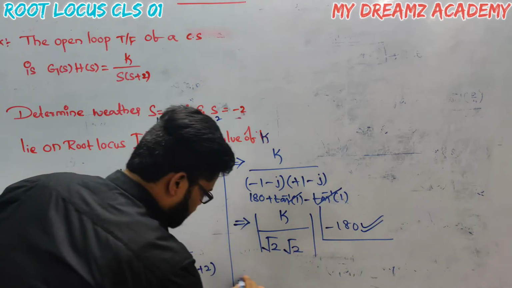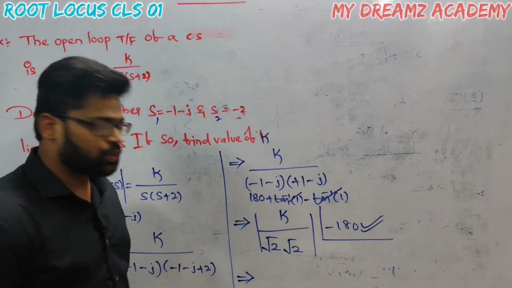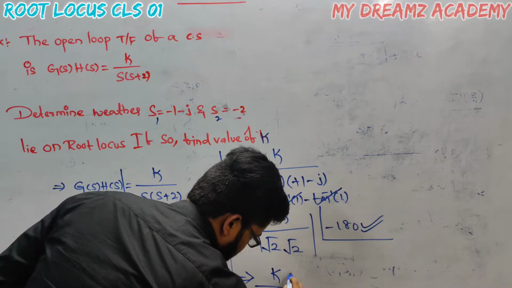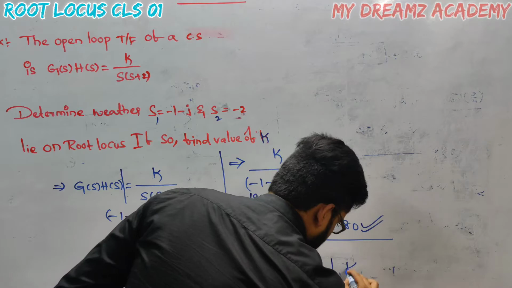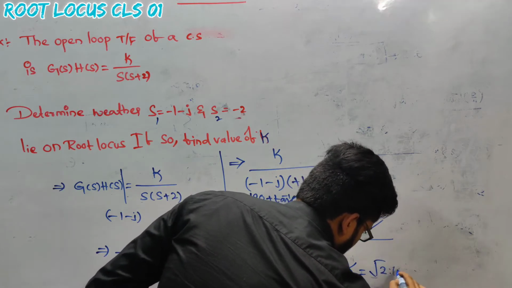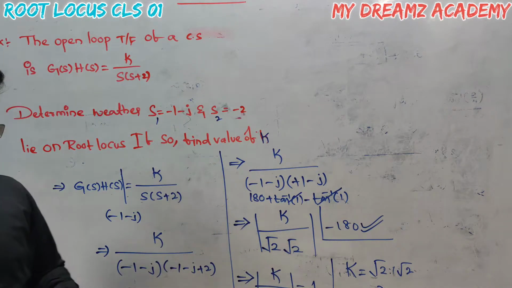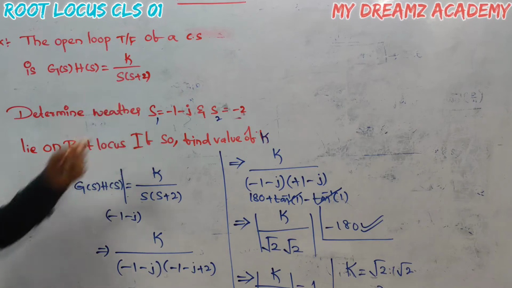Now we will find the magnitude of K by using the magnitude condition, that is K by root 2 into root 2 is equal to 1, and K is equal to root 2 into root 2, that is 2. So the K value is 2 and this point lies on the root locus.